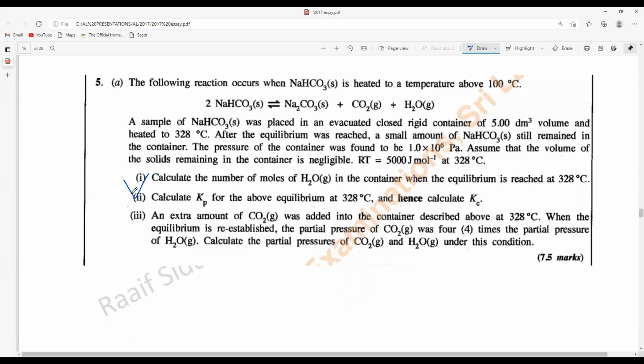Right, so we have done this one and this one. Very simple, right? Then they say an extra amount of CO2 gas was added into the container described above at 328 degrees. Okay, what they have done: initially this equilibrium is attained, then again they add separately some amount of CO2 gas. When the equilibrium is re-established, the partial pressure of CO2 gas was 4 times the partial pressure of water. Calculate the partial pressure of CO2 and water under this condition.